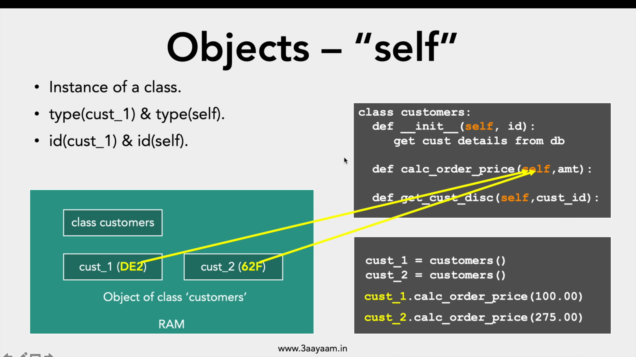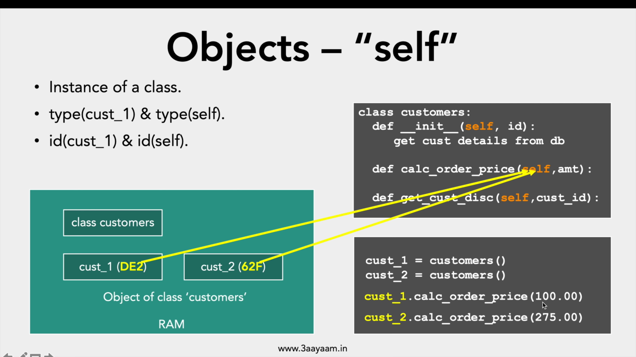So in a nutshell, self contains the identity of the instance of a class, which is the object. Self contains the identity of the object, which is nothing but the address location of that object or variable, whatever you want to call it. Cust_1 is an object or a variable of class customers. Cust_2 is also an object or variable of class customers.